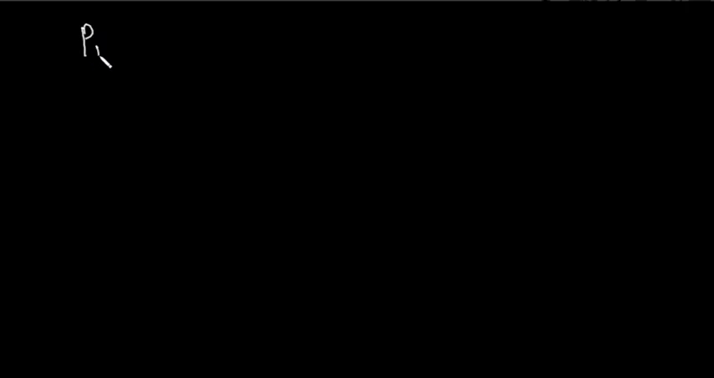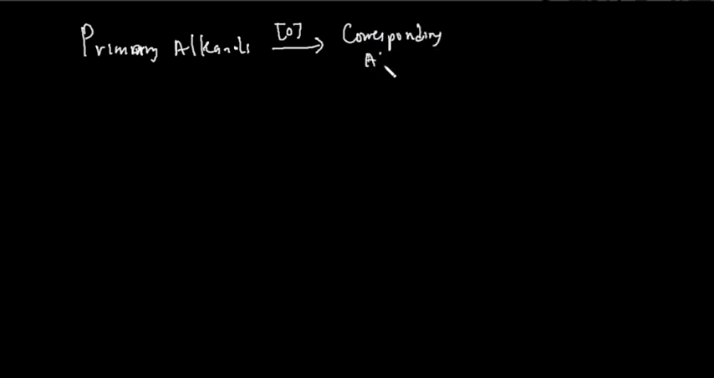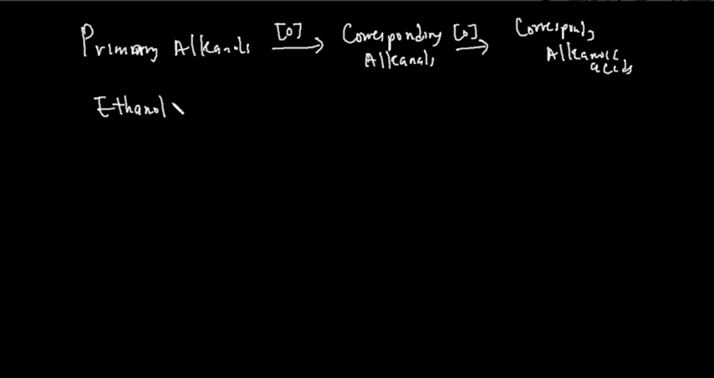So when primary alkanols are oxidized, put this down, primary alkanols, when they are oxidized, they are first partially oxidized to form corresponding alkanals, and then finally when they are completely oxidized, they will give corresponding alkanoic acids. So see how it works. If ethanol, which is a primary, you are not seeing any number before ol, so it's primary. If ethanol is partially oxidized, it is going to give ethanal. And then this ethanal will now be completely oxidized to give ethanoic acid. So just have that in mind.